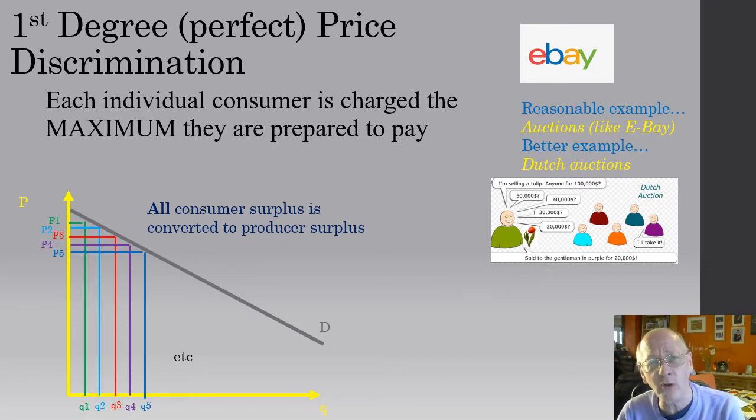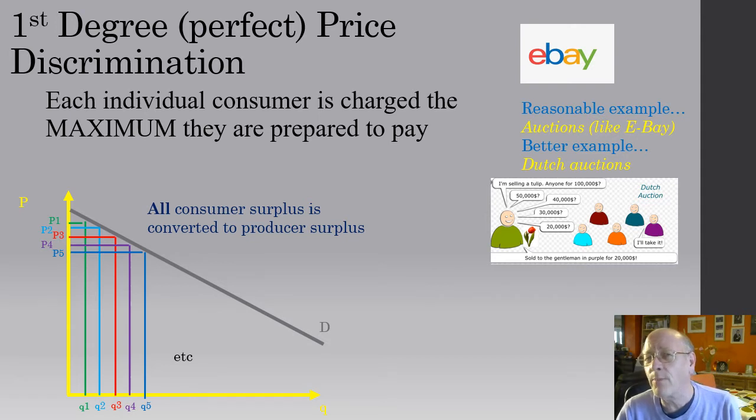So the person who's most desperate to get hold of the good, they'll be charged most. Now, normal auctions like eBay are reasonable approximations of first degree price discrimination. Broadly speaking, you bid up the price until there is only one person remaining.